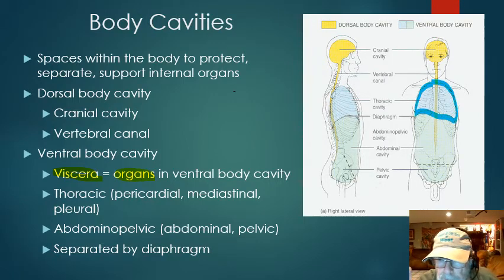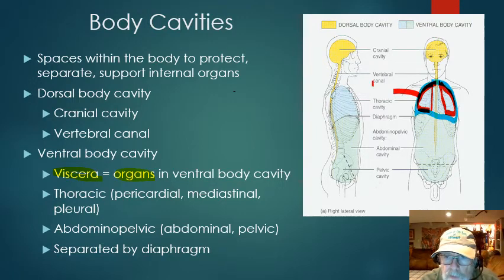It looks simple, but it's not. What happens is the thoracic cavity is divided into other cavities. A cavity right here, a cavity right here, and that's called the pleural cavity. So this would be the right pleural cavity, and this would be the left pleural cavity.